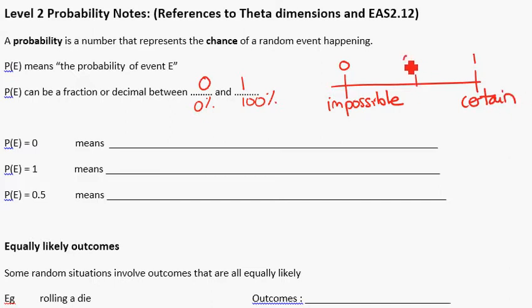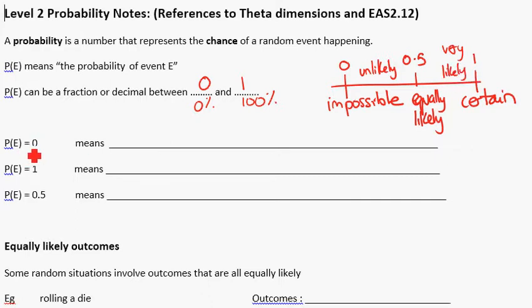In the middle, at 0.5, we use words like equally likely to happen, 50-50 chance, like getting a head when you throw a coin. Down this end, we tend to use words like unlikely, and up this end, words like very likely that an event will happen.